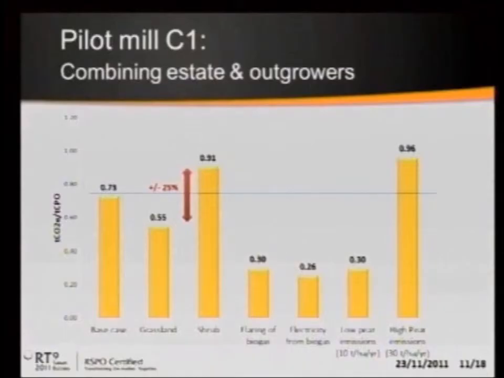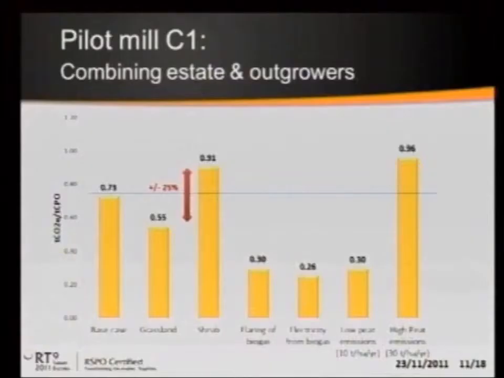We weren't really sure about the proportions of the grass and the shrubs at the beginning of the cycle, so that we have plus or minus 25%, depending whether it was all grass or forest. And then we could look at playing around with flaring a biogas and generating electricity from that. And then you've got 2 peat scenarios, low and high emissions from peat.